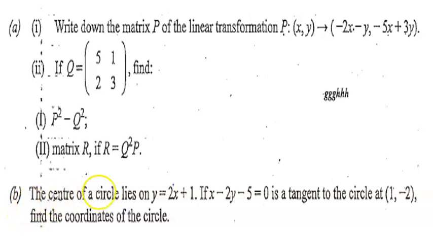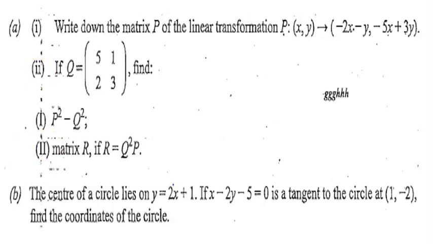And then the B part: the center of a circle lies on y is equal to 2x plus 1. If x minus 2, y minus 5 is equal to 0, is a tangent to the circle at this point, we have to find the coordinate of the circle. So let's see how we are going to do that.